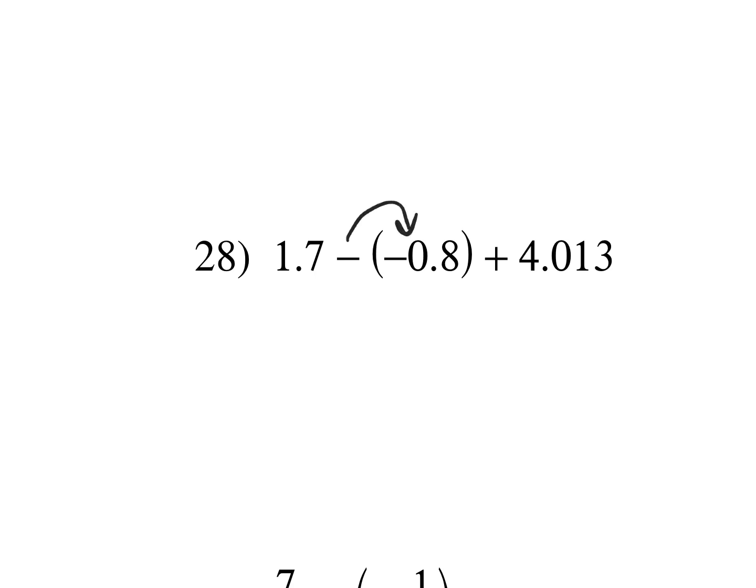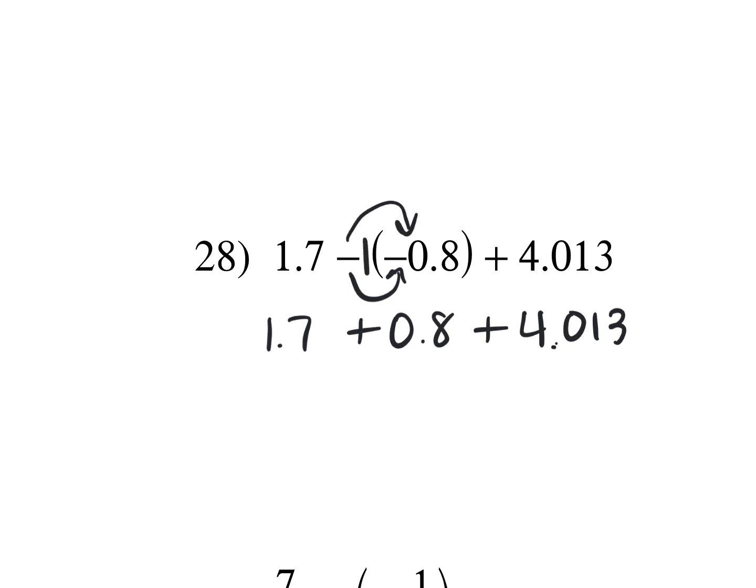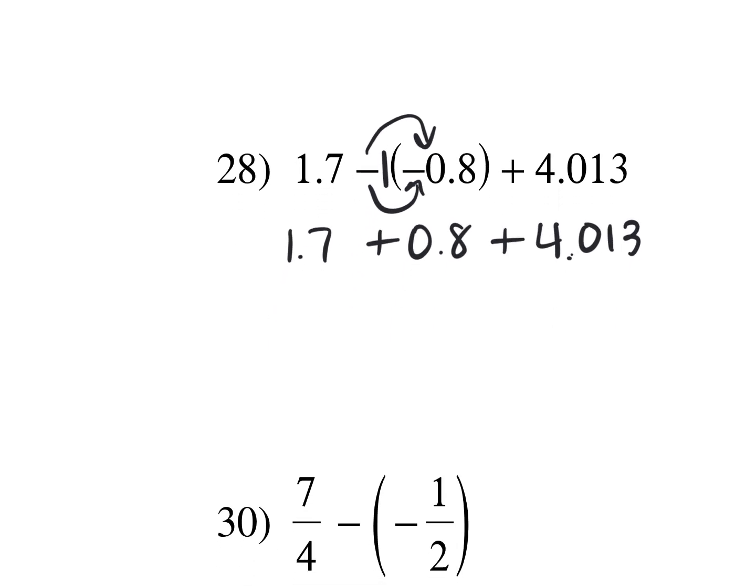A negative times a negative, we're going to rewrite this as 1.7 plus 0.8 plus 4.013. Because remember, that negative gets multiplied. It's technically negative 1, and you multiply it by negative 0.8. So now we're adding 1.7 and 0.8. Whenever you're adding decimals, you have to make sure that you line up the decimal. So we're going to write 1.7, and we're adding 0.8 to it.